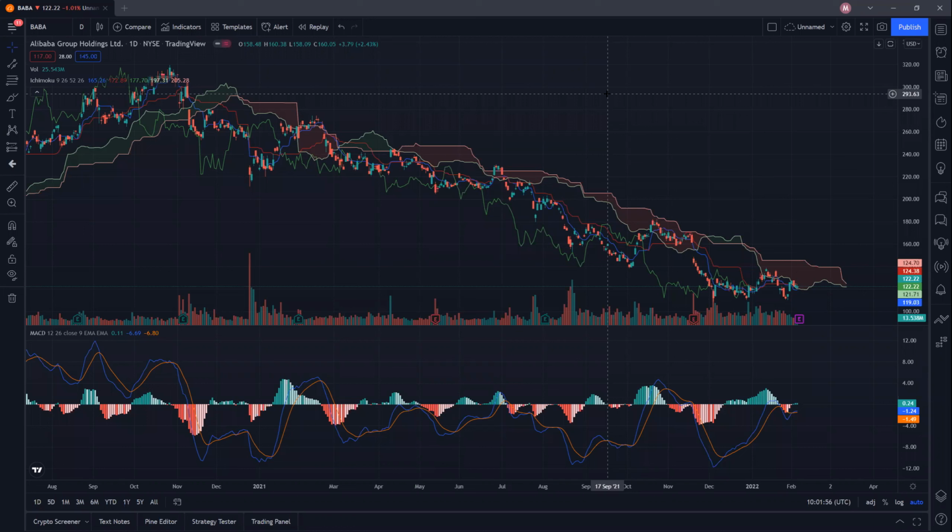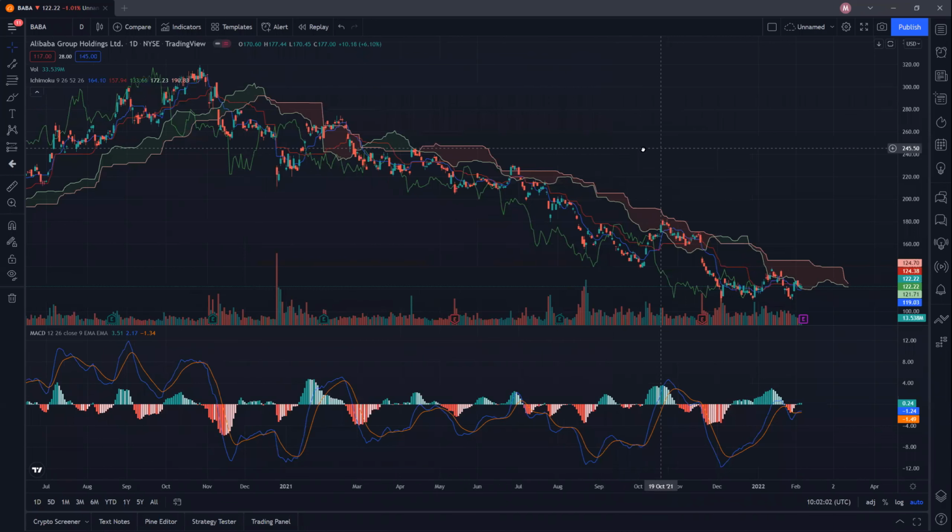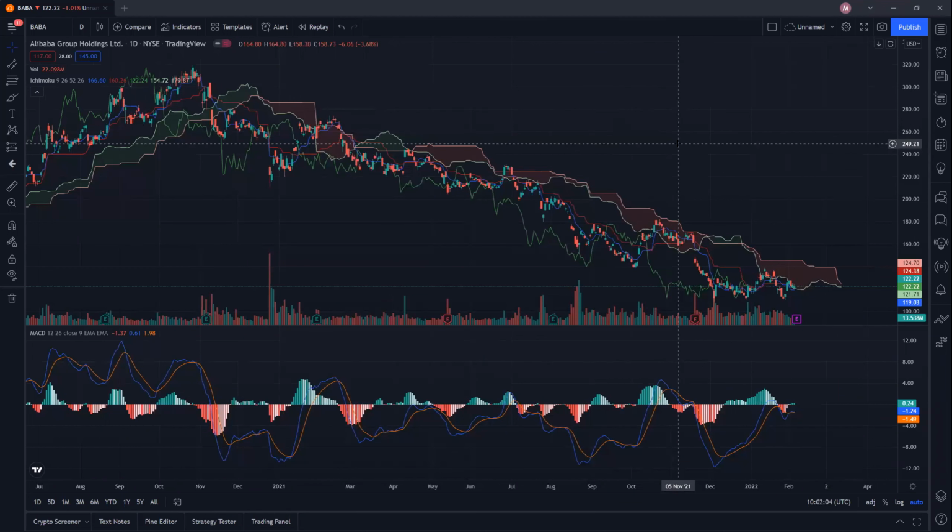I'll first start off by analyzing the daily charts, followed by the weekly charts, and monthly if necessary. I do know that there are many Alibaba fans out there, and I hope that I'm able to give weekly updates on Alibaba. So do stay tuned for more updates.